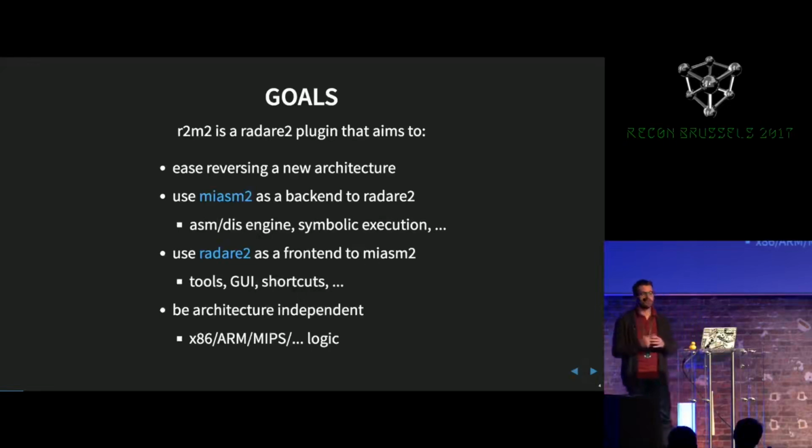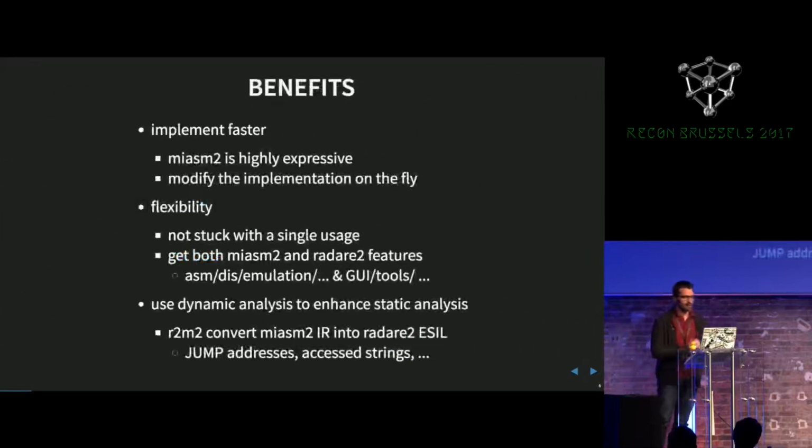And the goal of this tool is also to bring R2 features to Miasm, for example, the graphical interface, shortcuts and tools, and so on. And because I'm not, let's say, a reverse engineer, I want to keep all of the smart parts, the assembly logic, in Miasm. So for my project, r2m2 has at least 3 benefits.